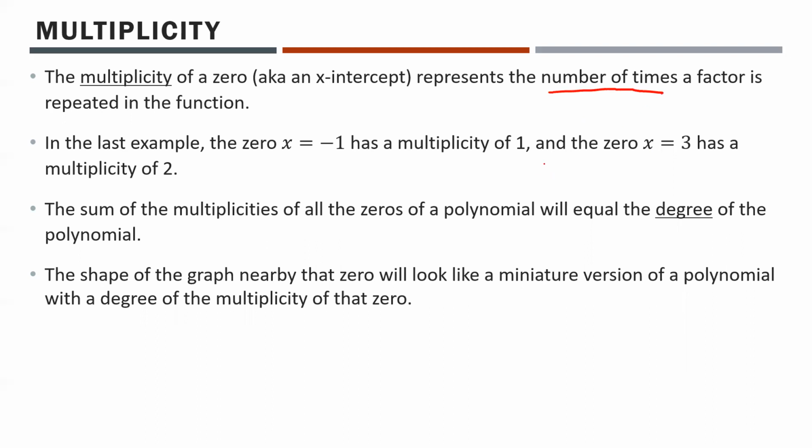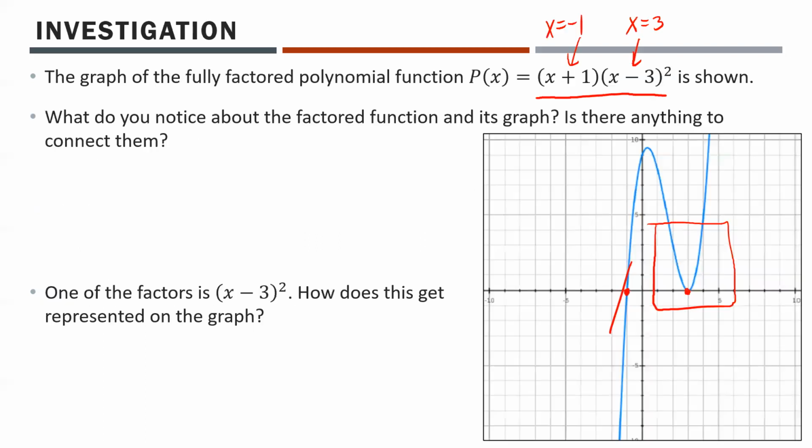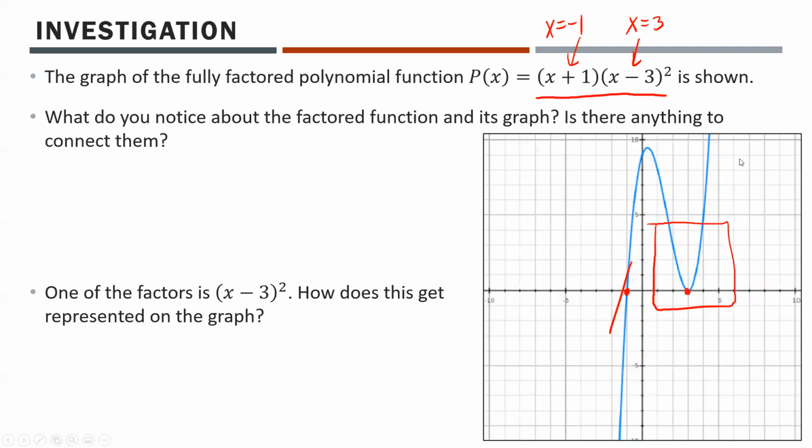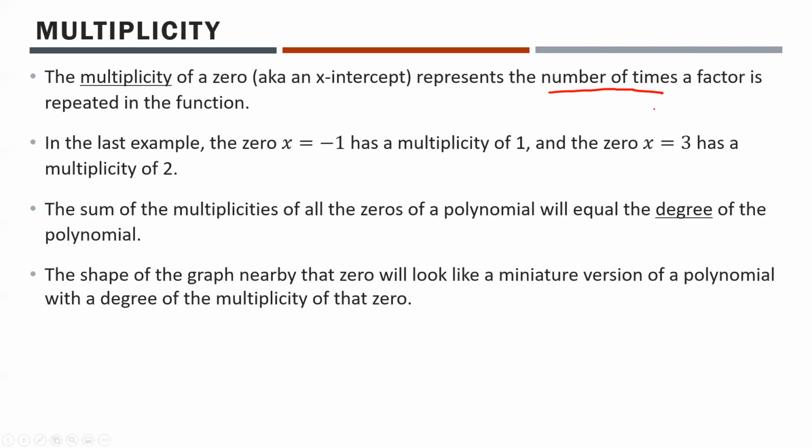So in other words, if you fully factor a function and you have something like x minus 2 showing up more than once, then it has a multiplicity greater than 1. In the last example, the 0 x equals -1 has a multiplicity of 1, because it only showed up one time right here. The 0 x equals 3 has a multiplicity of 2, because it shows up twice. In other words, we had x minus 3 squared.